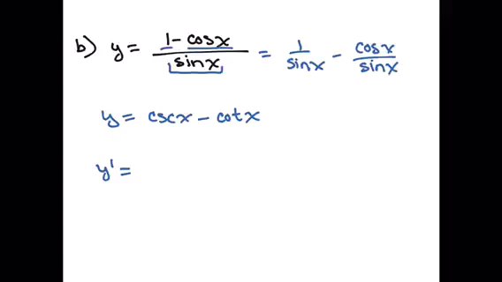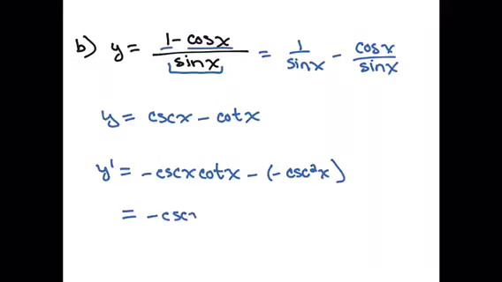So given the formulas I gave you, or if you derived them yourself, we see that this is just equal to negative cosecant x cotangent x minus the derivative of cotangent, which is negative cosecant squared x, and this turns into negative cosecant x times cotangent x plus cosecant squared x.